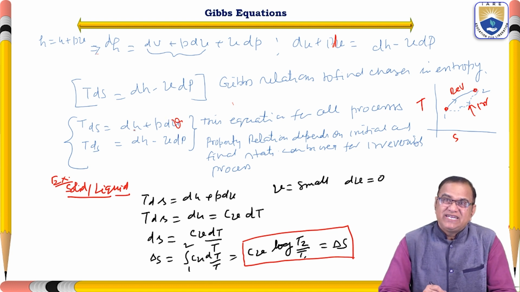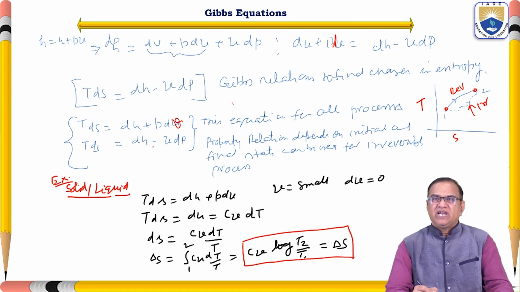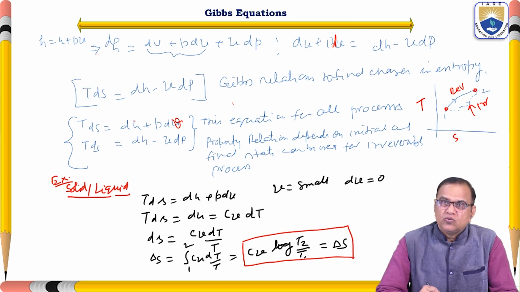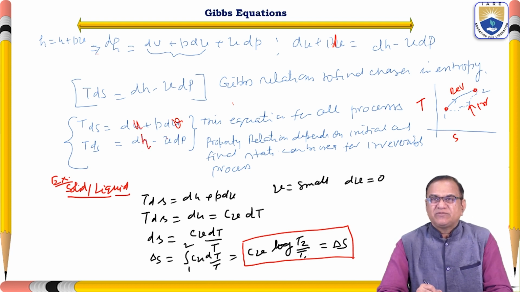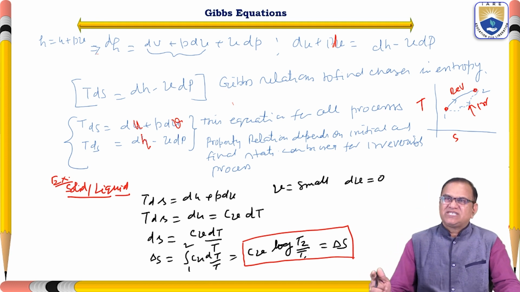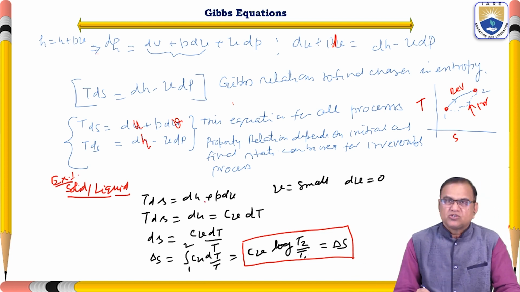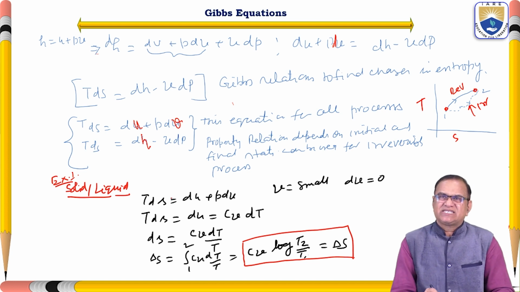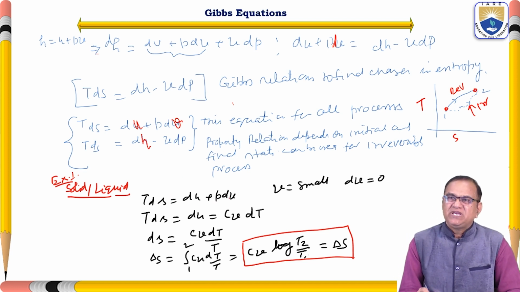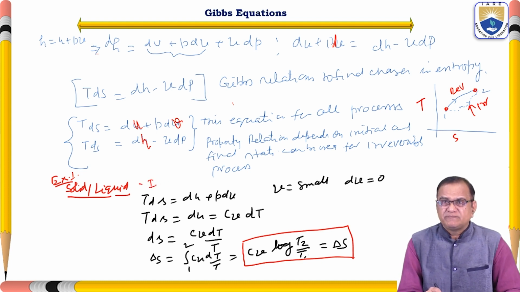So these are called the Gibbs equations, or the Gibbs relations. Here we have TdS is equal to dU plus PdV. Another relation we have is TdS is equal to dH minus VdP. This is the U and this is the H. We will now see two examples. One is for solids and liquids, example 1. First we will see TdS is equal to dU plus PdV for the incompressible case.